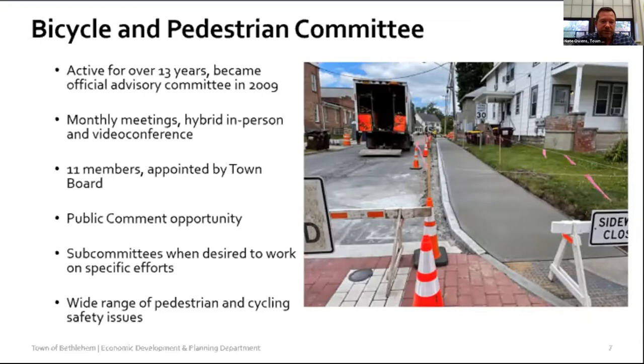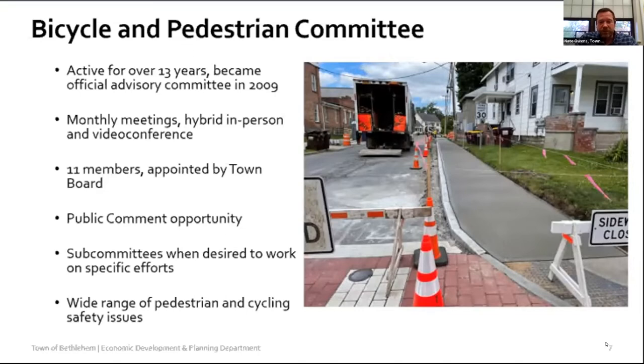Sidewalk maintenance has been a recent topic within town. There's lots of sidewalks that have had deferred maintenance over the last 20, 40 years, and sidewalk maintenance has emerged as a critical issue within the town. So prioritizing those maintenance projects, working with the highway superintendent has been an ongoing process.